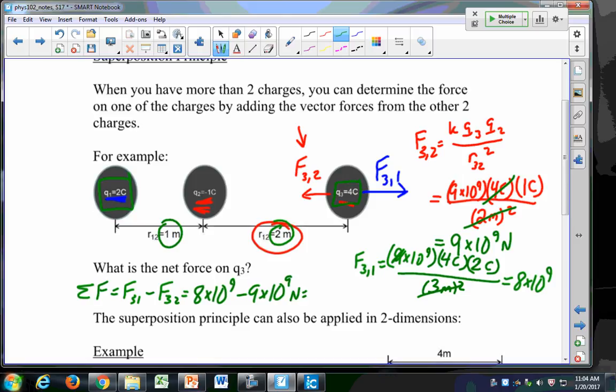Newtons, which is minus 1 times 10 to the 9th. So the net force on this charge is to the left at 1 times 10 to the 9th newtons. Okay? You could see a one-dimensional problem that deals with vectors, but we'll also see a two-dimensional problem, which we'll work through one now, and you have some in your homework. I always put a 2D problem, so look back at the old tests too for some examples, and we'll work through some in class.